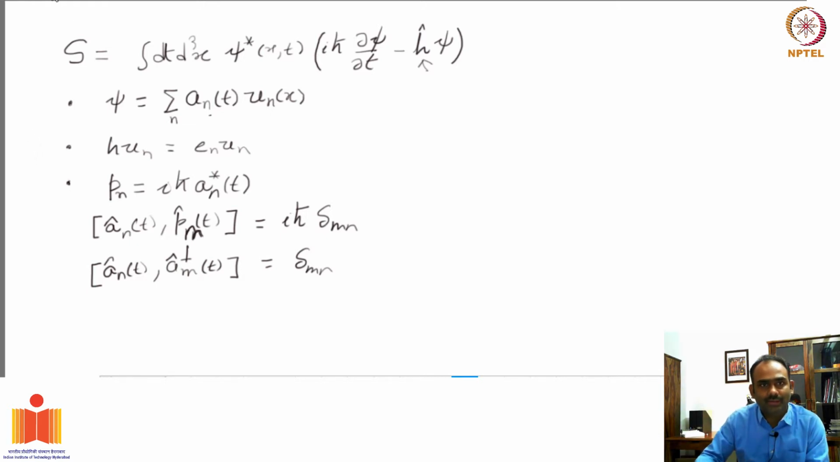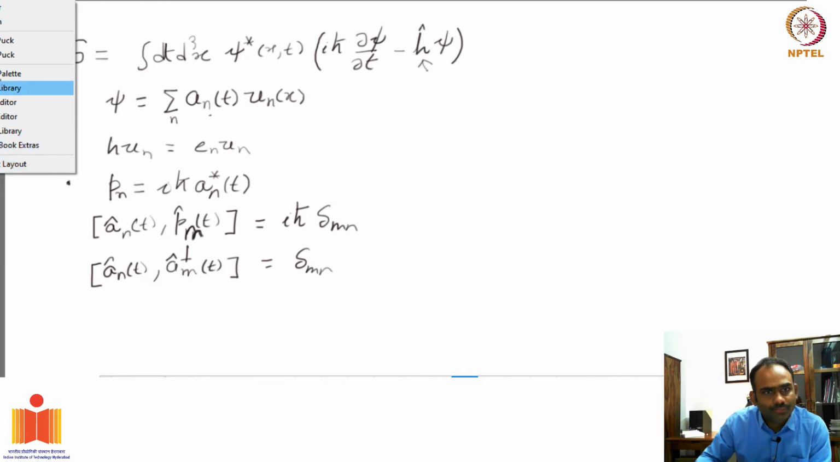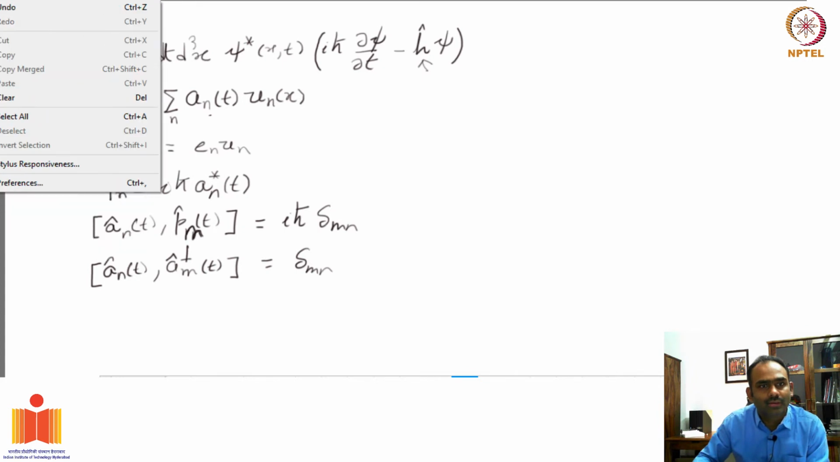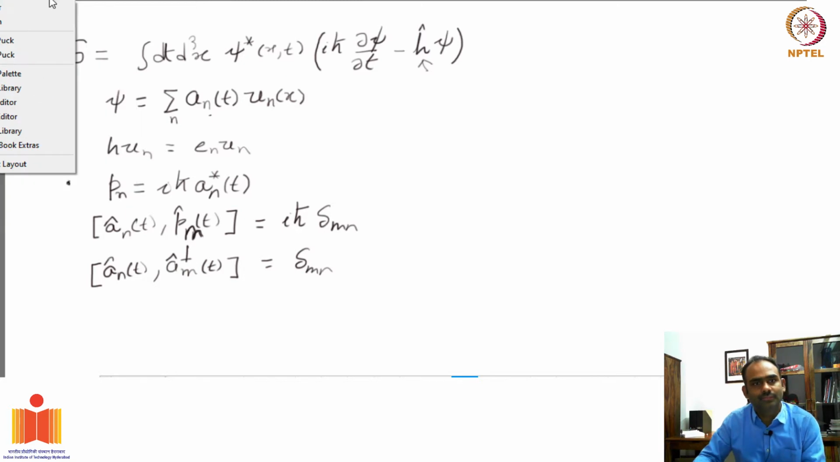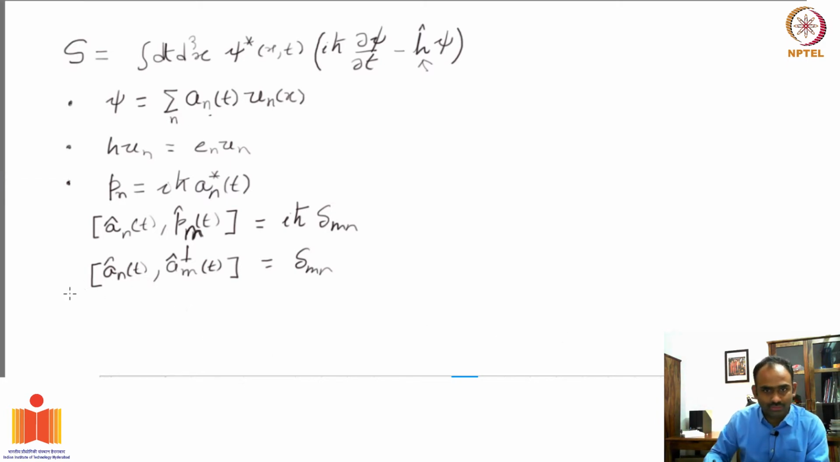Let me remove the timeline. Okay, I don't know how to remove it. I knew it. Toolbar, sketchbooks extras, default layout. Okay, anyway, so I do not recall how to remove this lower part.